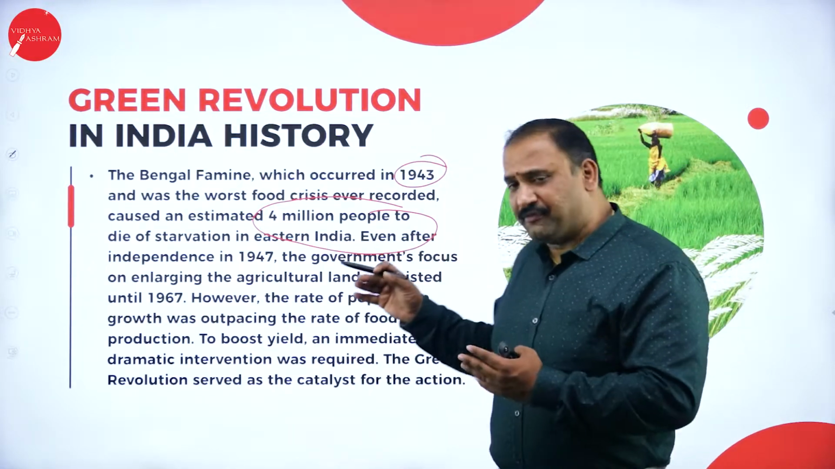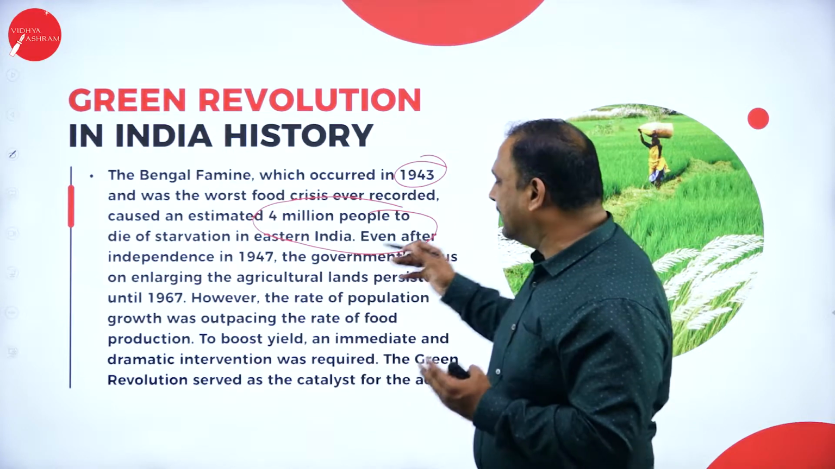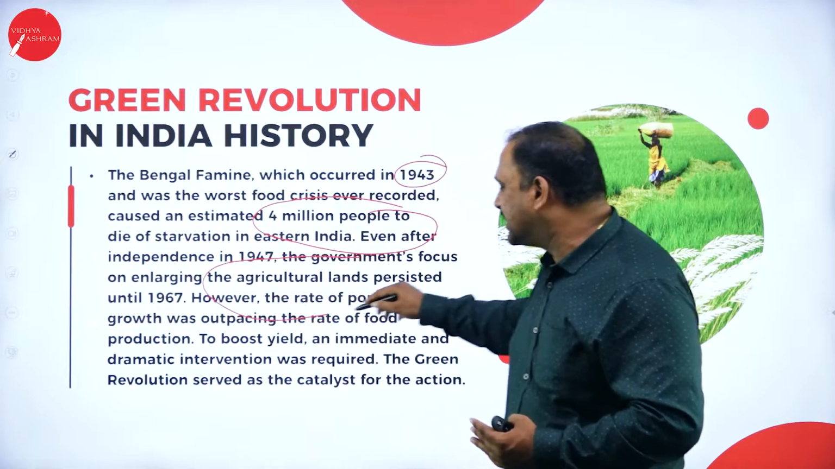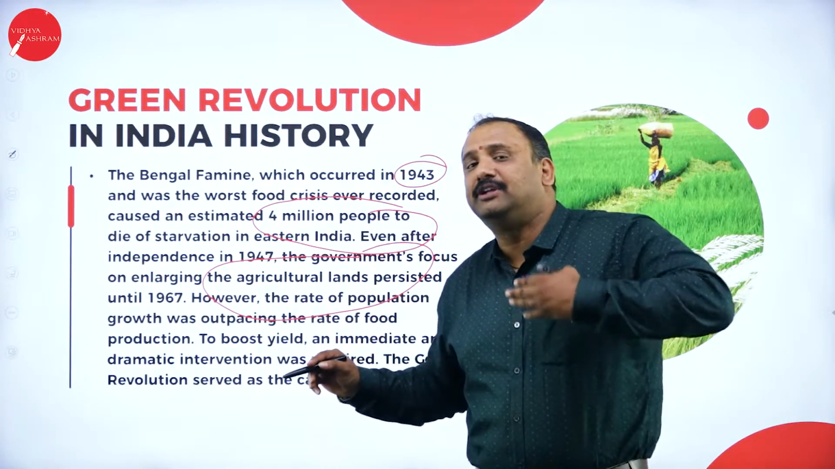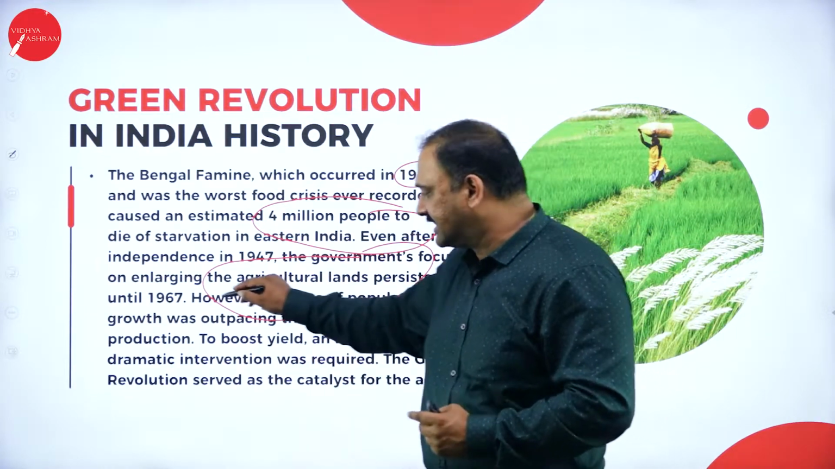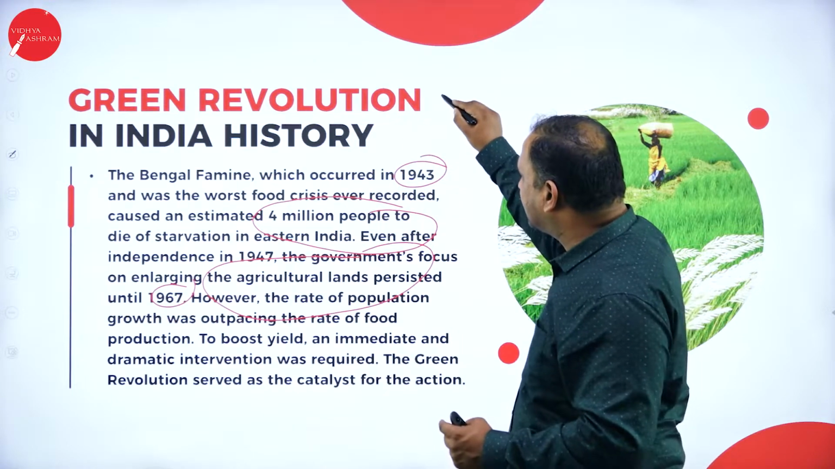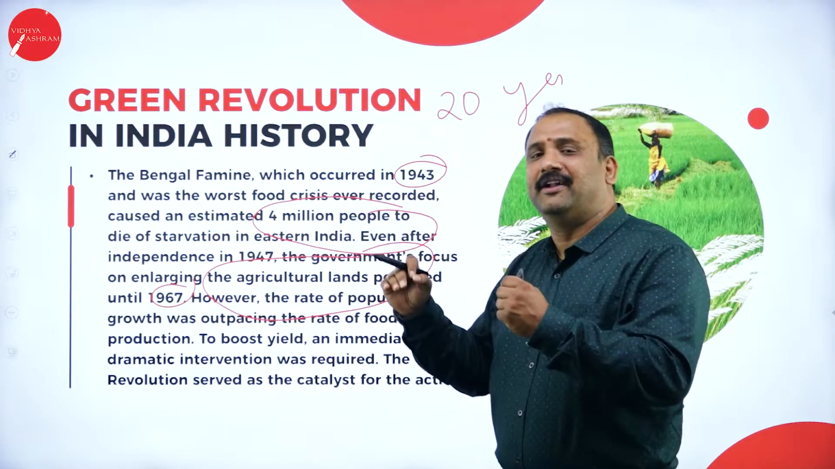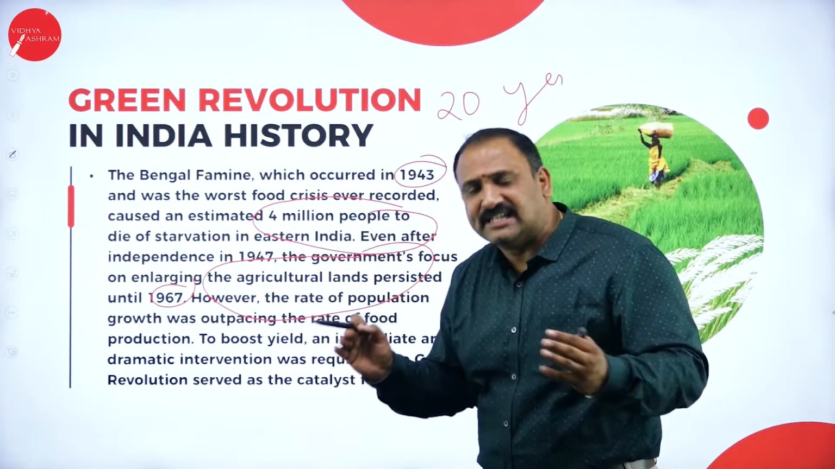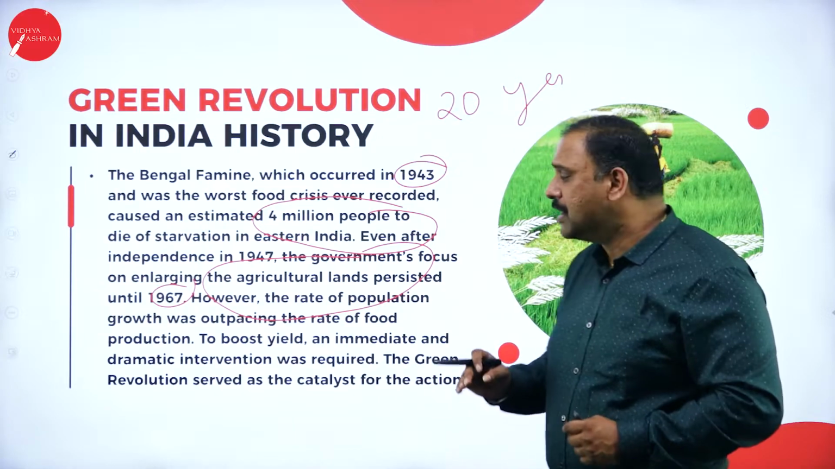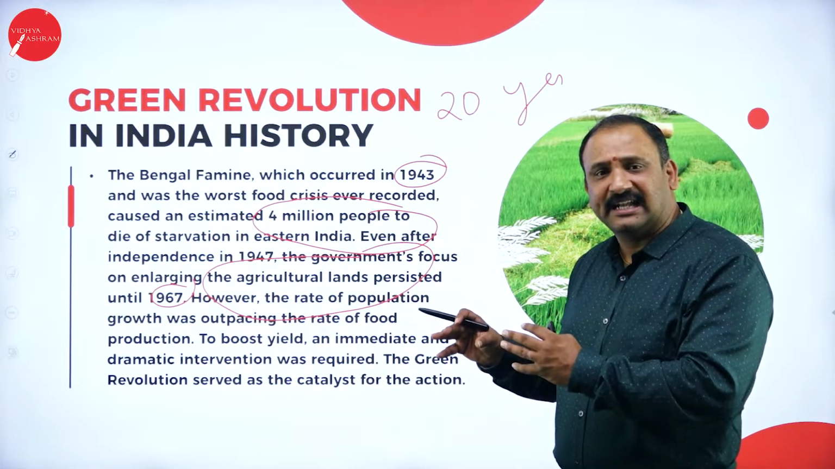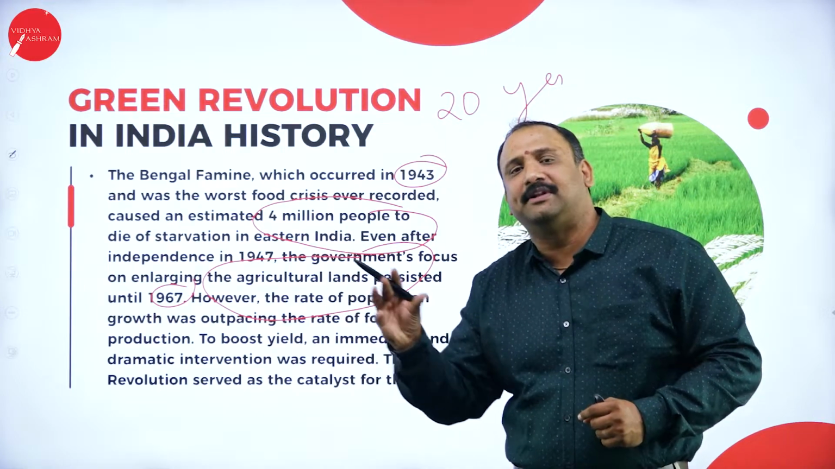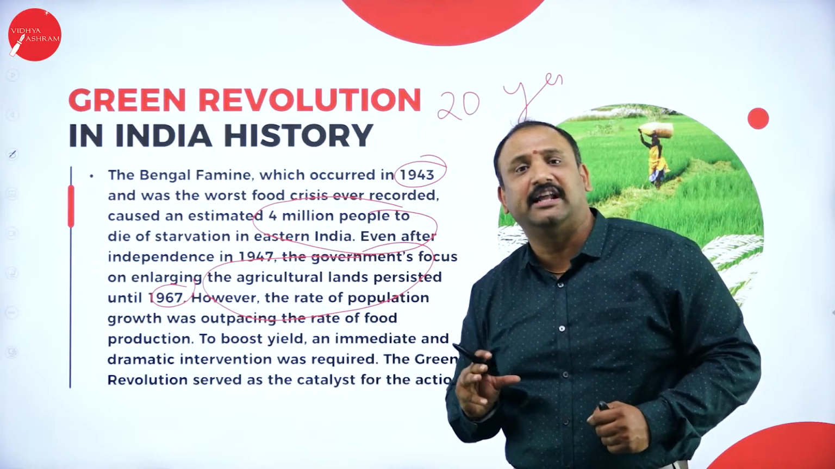Now, in 1947, when we got independence, 4 years later, the government's focus was on enlarging agriculture land and tried to improve it till 1967. So probably you can see that for 20 long years, we tried to just improve agriculture in different areas, in different walks altogether. But what was needed is that the population was growing at a much more rapid pace when compared to that of the agricultural expansion.